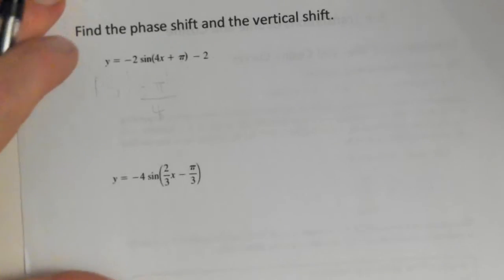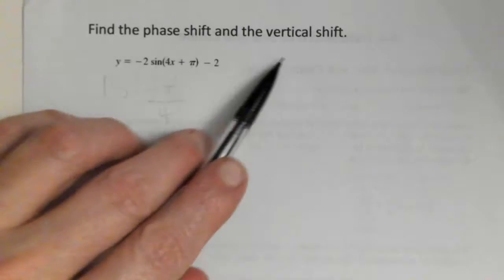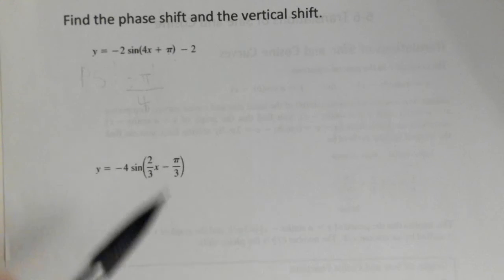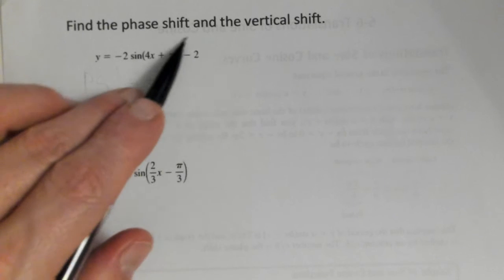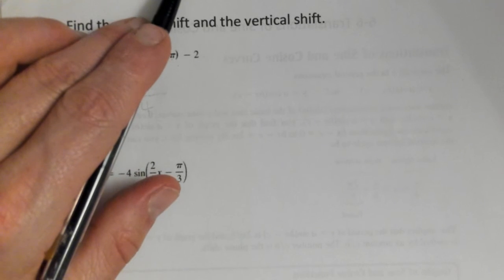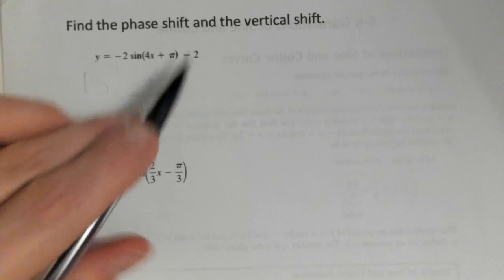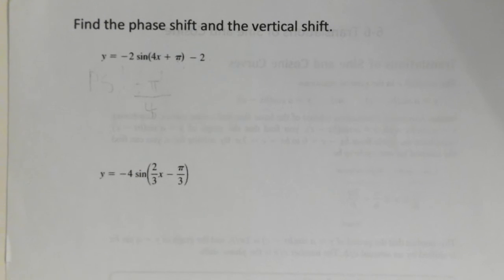All right, so let's look at the type of problems we're going to be looking at. It says find the phase shift and the vertical shift. Now, vertical shift we didn't talk about, but it's easy to find. It's the same way that you would find the vertical shift on any function you've ever studied. It's by this number at the end. Plus is shifting vertically up, minus shifting vertically down. So no real change there.